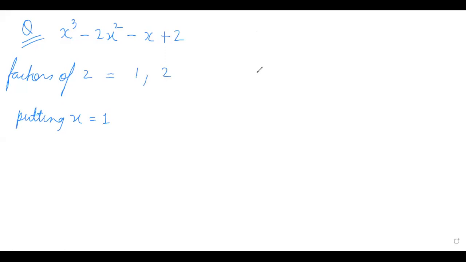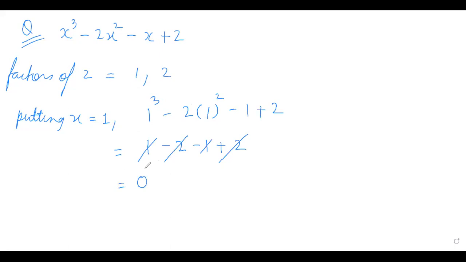So putting x is equal to 1, I'm substituting the value of x as 1 in this polynomial. So what it becomes? It becomes 1 cube minus 2 into 1 square minus 1 plus 2. So when you solve this, 1 minus 2 minus 1 plus 2. So plus 2 minus 2 will cancel, 1 minus 1 will cancel. So finally we are getting 0. So 0 indicates that x is equal to 1 is the factor. Okay, so we got the first factor.